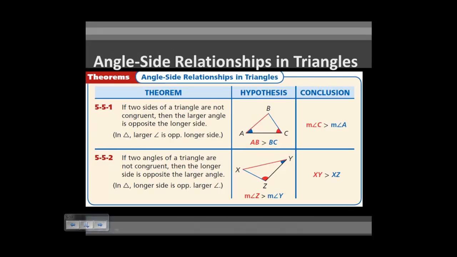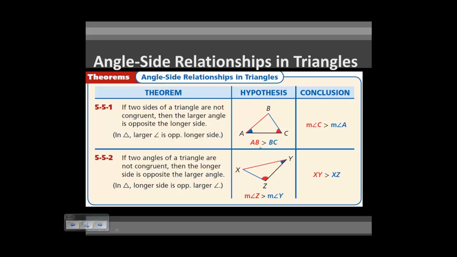Okay, other angle relationships in a triangle are listed here. It says if the sides of a triangle are not congruent, then the larger angle is opposite the longest side. We already know that about right triangles. We said the 90-degree angle is the biggest angle, and the hypotenuse, which is across from the 90-degree angle, is the longest side. And so they're just reiterating that point for any triangle.